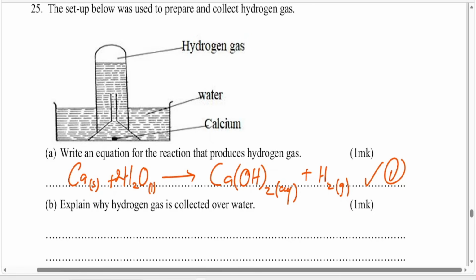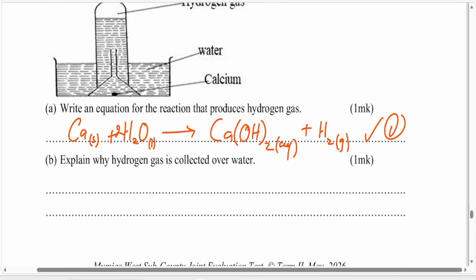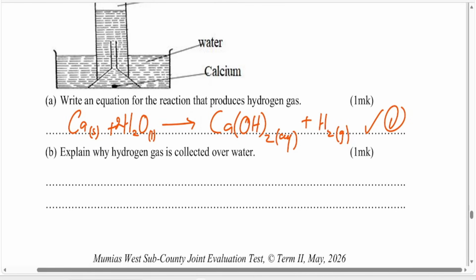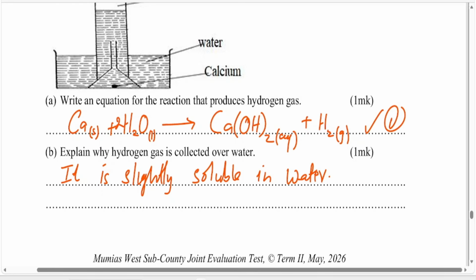Explain why hydrogen gas is collected over water. The reason we collect this gas over water is because the gas is slightly soluble in water. We don't say the gas is insoluble in water, we say the gas is slightly soluble in water whenever we see the gas being collected over water. The gas is slightly soluble in water. This gives you 1 mark.